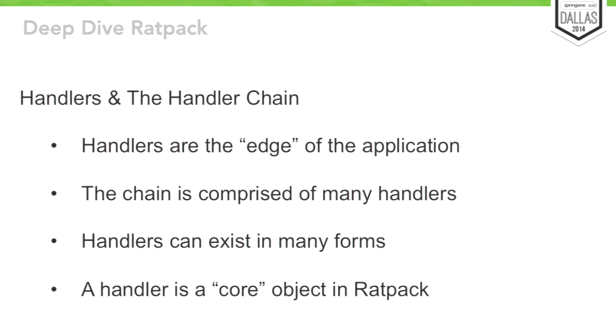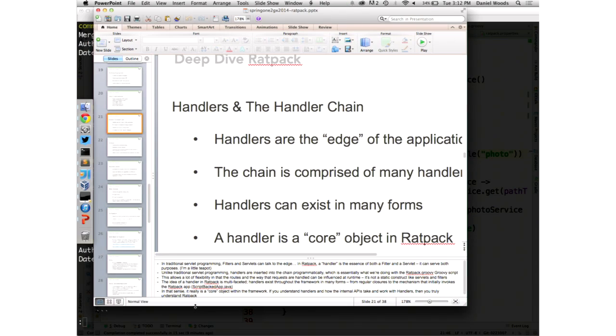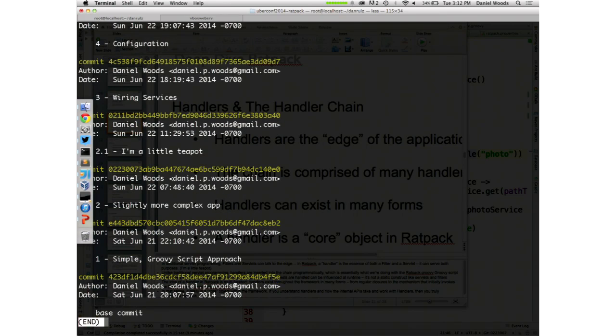Got it. In Ratpack, you can think about a handler in that Groovy DSL that we were looking at. You can think about a handler as the essence of both a filter and a servlet. So it can be the endpoint. It can send a response back to the client, and when it does, the request is done processing. Or alternatively, we can jump through many handlers before we get to the endpoint that we actually care about, right? So that's a pretty cool way. Ratpack is capable of doing this because it programmatically chains those handlers together. I'll show you guys what that looks like. This is pretty cool.